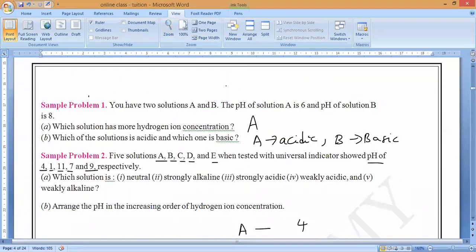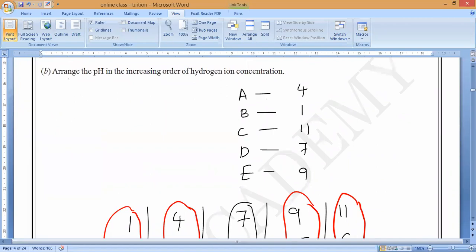So in the first question also, we have two solutions, A and B. pH of solution A is 6. So 6 is less than 7, so it is acid. And pH of solution B is 8, more than 7, so it is base. That's all. Correct or not? Yes, sir. So this is all about the sample problems and universal indicator.